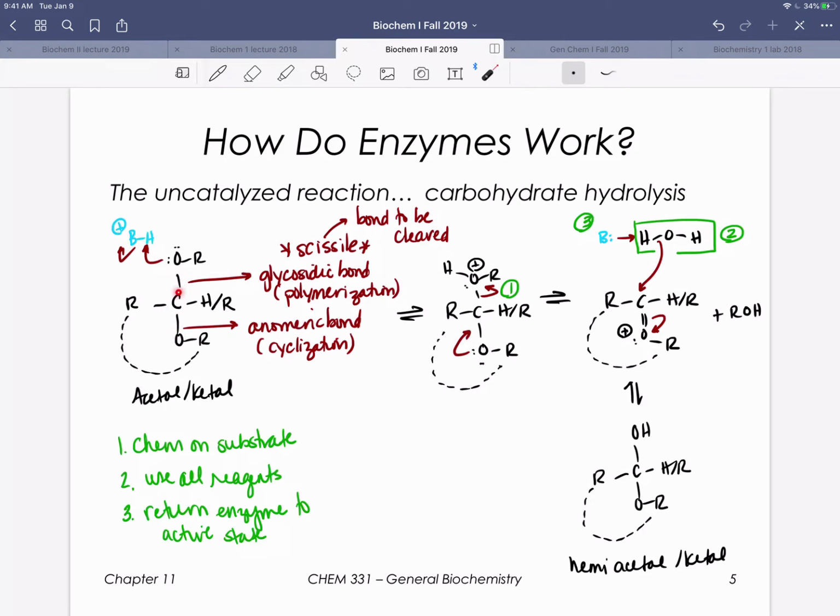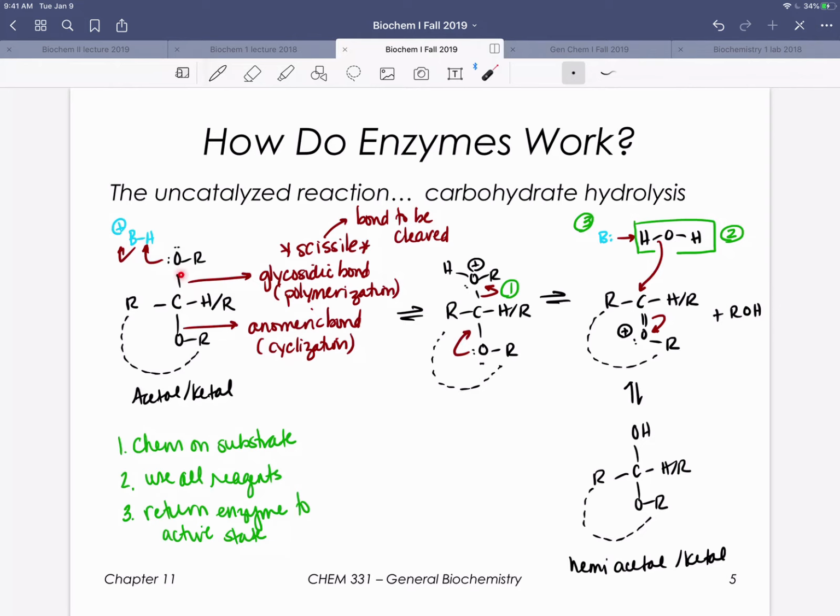How we polymerize our sugars together is through this glycosidic bond. So the glycosidic bond is responsible for polymerization. The anomeric bond is responsible for cyclization. Some of these things are going to be those small details that you'll see on your in-class exam, thinking about the bonds that are responsible for either polymerization or cyclization. The scissile bond, this might be the first time that we've said this term, refers to the bond to be cleaved.